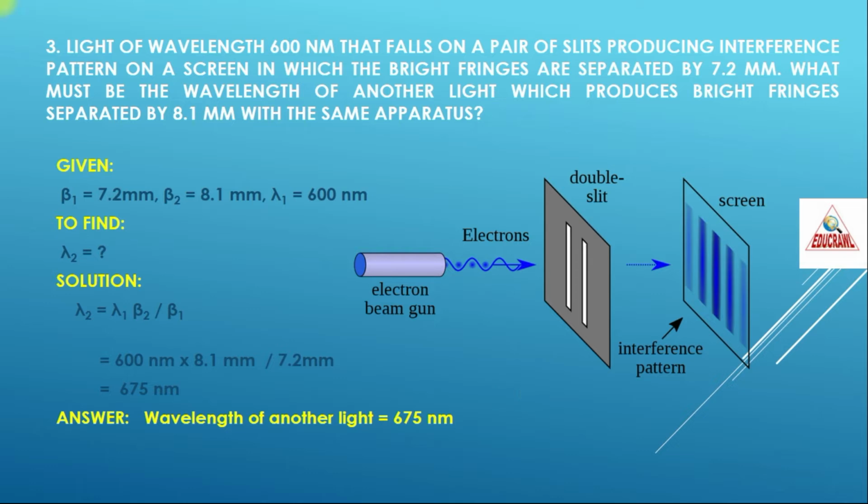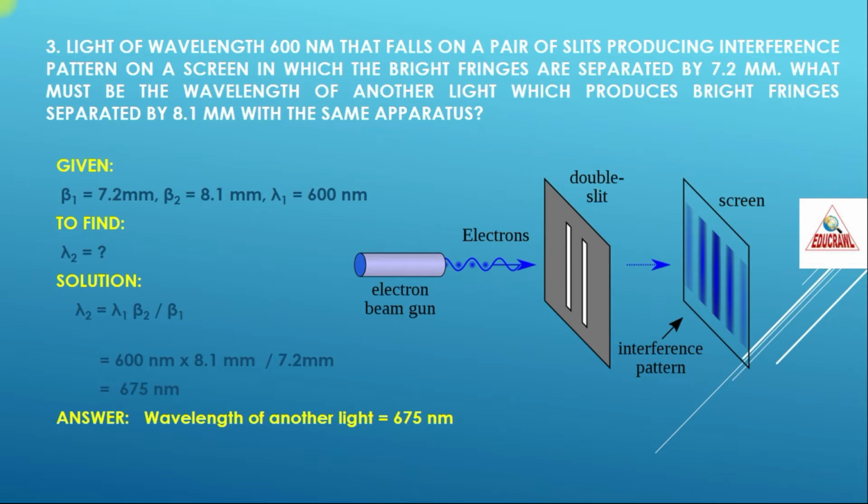Third problem. A light of wavelength 600 nanometer falls on a pair of slits producing interference pattern on a screen in which the bright fringes are separated by 7.2 mm. What must be the wavelength of another light which produces bright fringes separated by 8.1 mm with the same apparatus? So the given data are beta 1, that is bandwidth, is equal to 7.2 millimeter, and beta 2 is 8.1 millimeter, and lambda 1 is 600 nanometer. We are supposed to find the lambda 2.